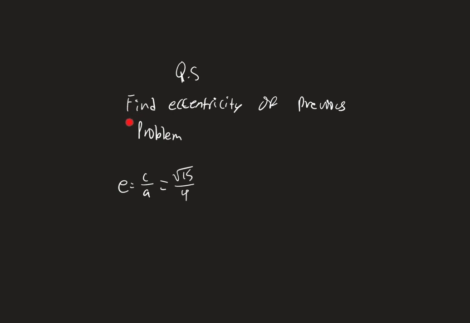This question is asking us to find the eccentricity of the previous problem. Eccentricity is just c over a, and since we already found c and we have a, we just plug them in and get the square root of 15 over 4.